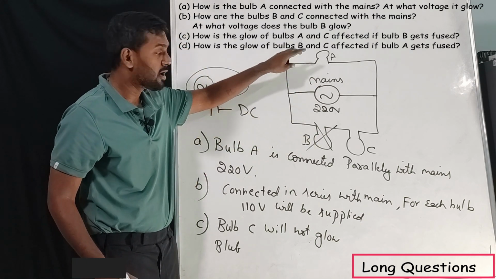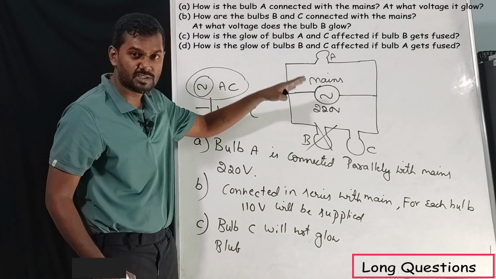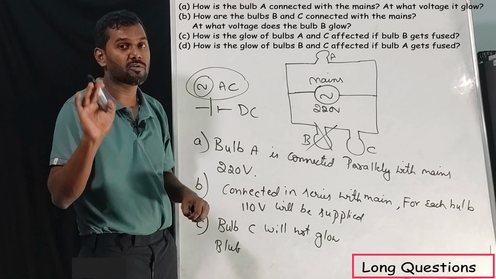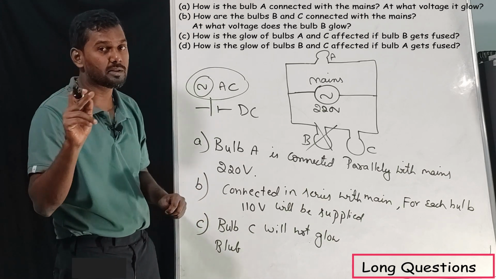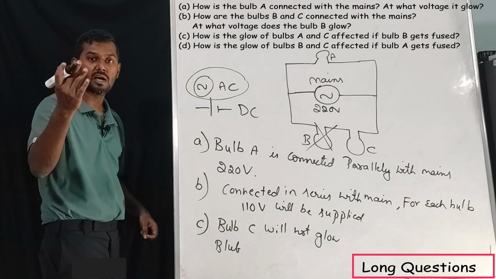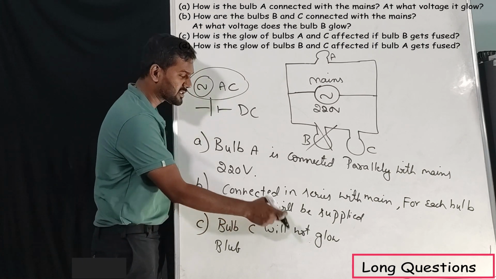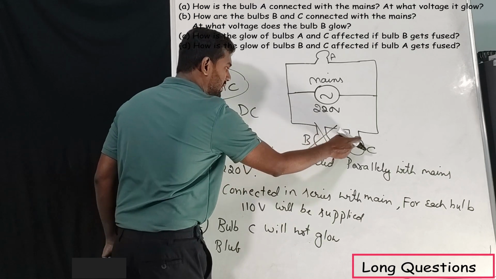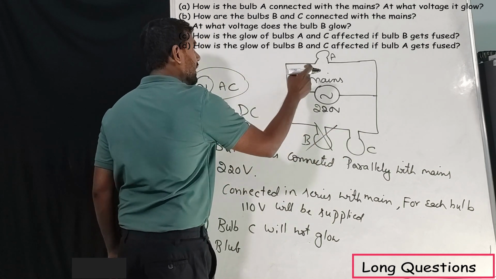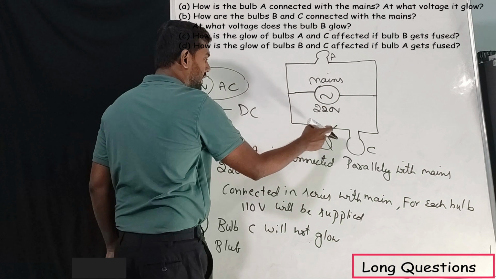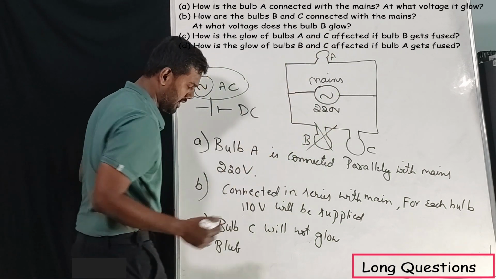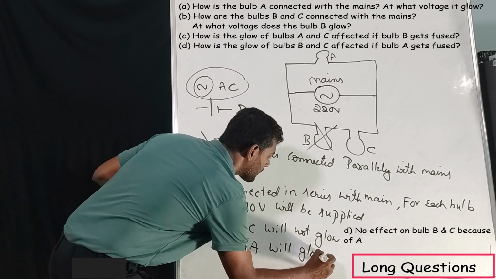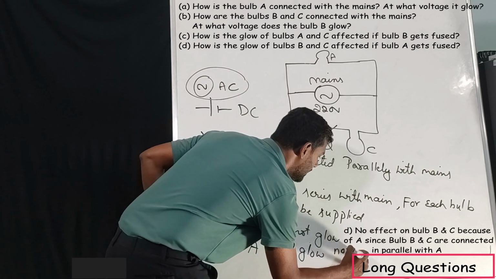So if you know what is parallel, if you can identify which is parallel and which is series, then only we can answer this kind of question. If you don't know that, that means you have not learned electricity part B. That is where we are going to learn series or parallel. Whenever something is connected in series, these two are in series, right? If this gets affected, there will be no power for this one. And A is connected parallelly with mains. If this gets affected, there will be no effect on A. So bulb A will glow normally.